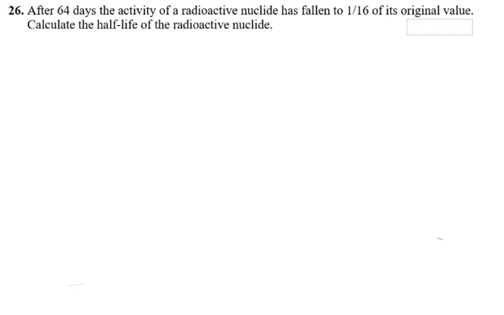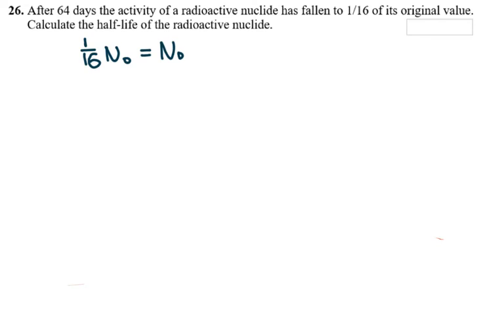In this question, they say after 64 days, the activity of a radioactive nuclide has fallen to 1/16 of its original value. Calculate the half-life of the radioactive nuclide. At first, I'm going to have to find what the decay constant is. So I'm going to have 1/16 is left of the original number, and this will be the original number.